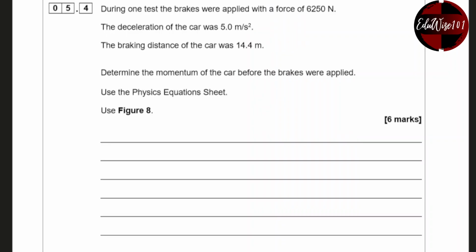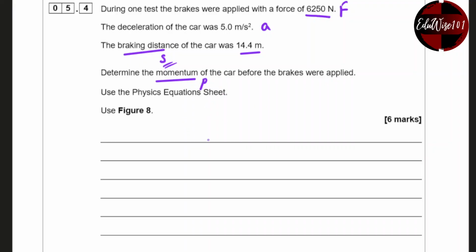During one test, the brakes were applied for a force of 6,250 newtons. So that's the force. The deceleration, which is a form of acceleration, was 5 meters per second squared. That's the acceleration. The braking distance, which is the distance, here we are going to use the symbol S for distance, was 14.4 meters. Now you don't really need the symbol for distance, but we'll just leave it as S. Determine the momentum, which is p, of the car before the brakes were applied.